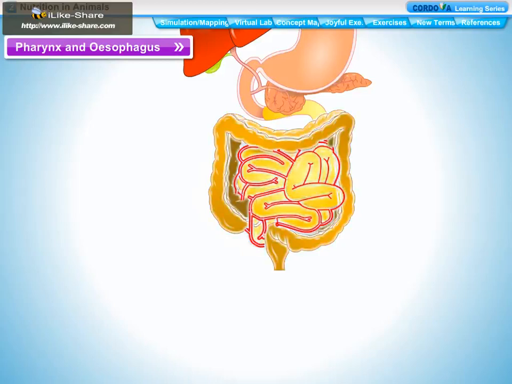As a result, the carbohydrates get broken into simple sugars such as glucose. The fats get broken into fatty acids and glycerol. The proteins get broken into amino acids. The minerals and vitamins present in the food do not need to be changed. Cells are able to absorb them as they are.